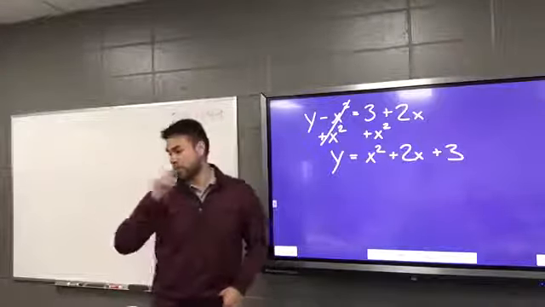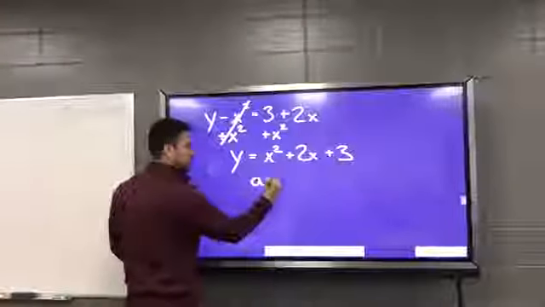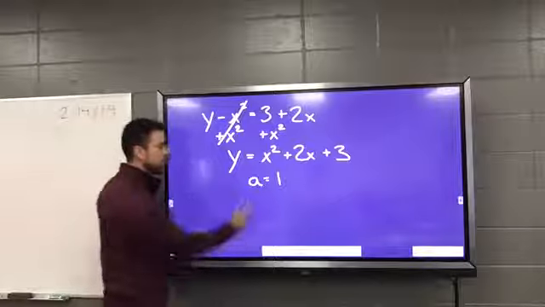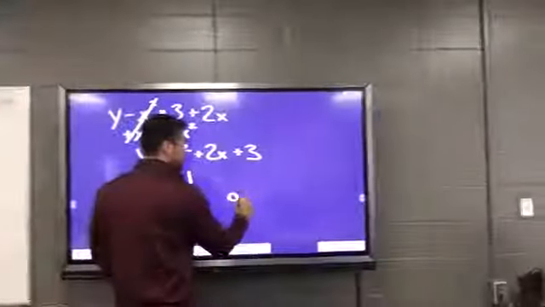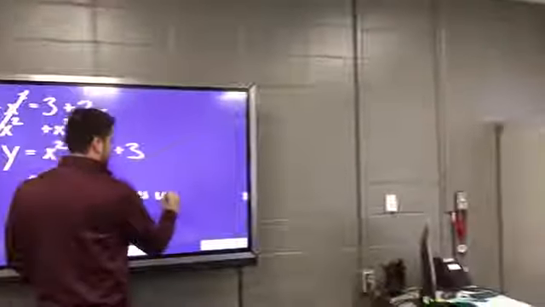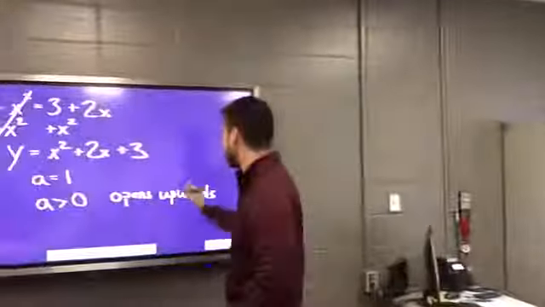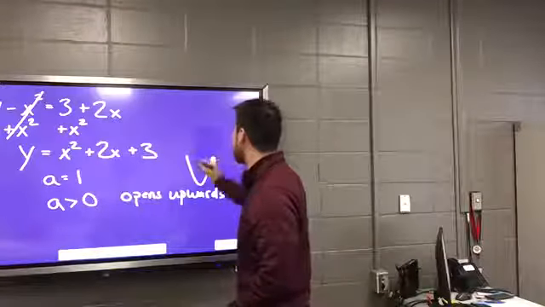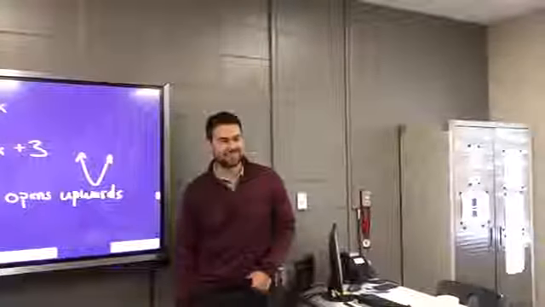Now, Rachel, what is A in this equation? 1. The lead coefficient is 1. That means A is greater than 0, which means this graph opens upward. When you write in standard form, it opens up for now. Are we only trying to find if it opens up? For now. It's going to get more.